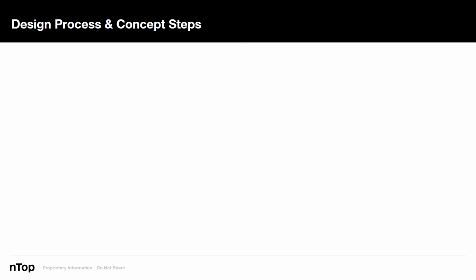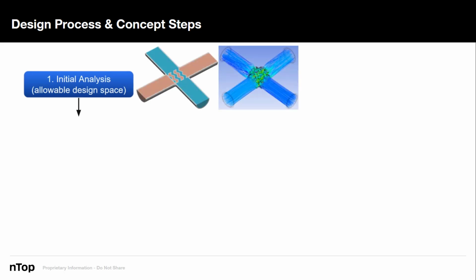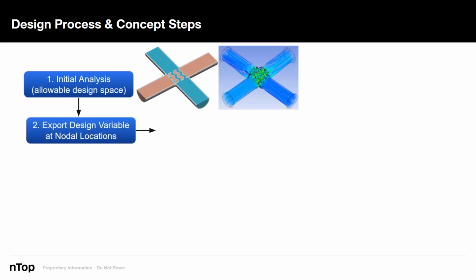So what does the process look like? We'll start off with an initial analysis. This can be anything from an oversized design space, or it could be more confined, let's say the interior of a cylindrical pipe. After the analysis, we export the desired output variables from our CFD software. This can be pressure, velocity, stress, heat flux, turbulence, anything available to us. Bring it into N-topology, in this case as a CSV file.